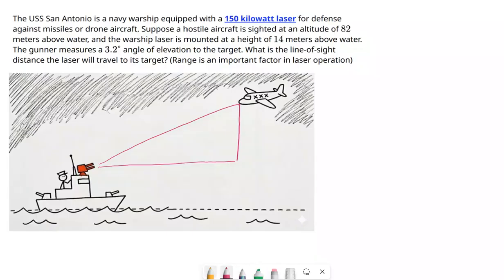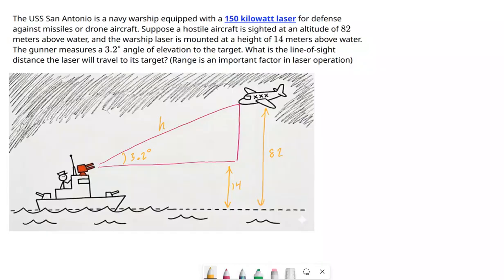Now I'm looking for H. We'll call that the hypotenuse right here. That's the line of sight distance from the laser gun to the plane. I'm given an angle of elevation, 3.2 degrees, and I'm given the height of the aircraft above the water, which is 82 meters, and the height of the laser beam above the water, which is 14 meters. And I have found that almost all the time, if you're getting this problem wrong, it is a mistake in the setup of one of these numbers.